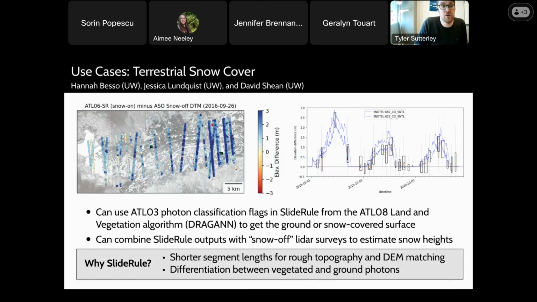So she compared ICESat-2 with the snow off LiDAR survey, and was able to look at a few seasons of data and then compared it with what are called SNOTEL sites, so on the ground snow measurements, and was able to see this looks like a really good comparison in time. So we can tell not just at these SNOTEL sites, but anywhere where you have a good snow off LiDAR survey or good snow off DEM, how much snow has occurred. So you can measure terrestrial snow cover from space using ICESat-2.